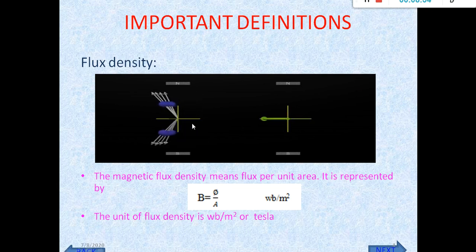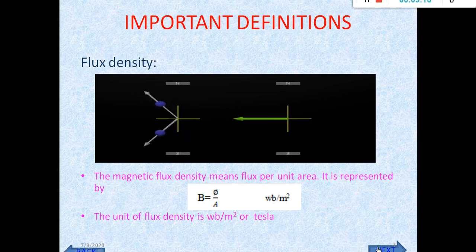That means the flux density means flux per unit area, and it is represented by B, that is equal to phi by A, flux per unit area. That means its unit is Weber per meter square or Tesla.